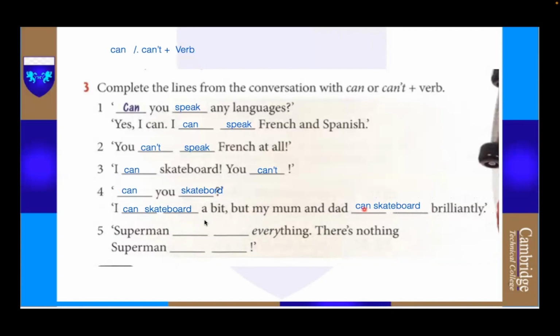Okay. Superman. This one is easy. Can doing everything. Yes, can. Not doing. Can حط الفعل زي ما هو. Can do everything. Very good. There is nothing Superman can do. Cannot do. Yes. Can't like this, or you can say cannot. Both are correct. Cannot do or can't. Is that clear?